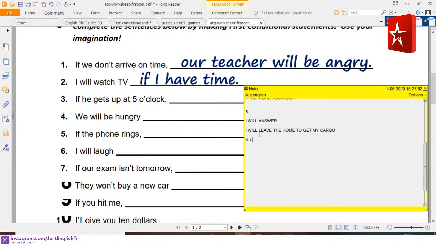I will laugh. So I will laugh if what? If I see a comedy. If I watch a comedy film, a comic video. If I watch a comic video, I will laugh. I will call my mom to answer it.